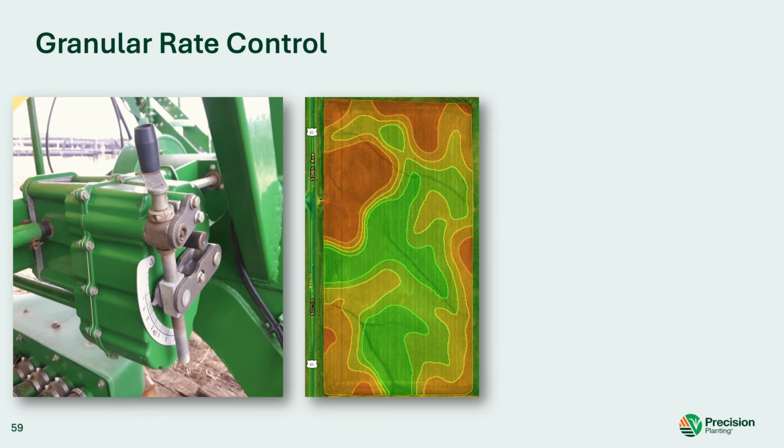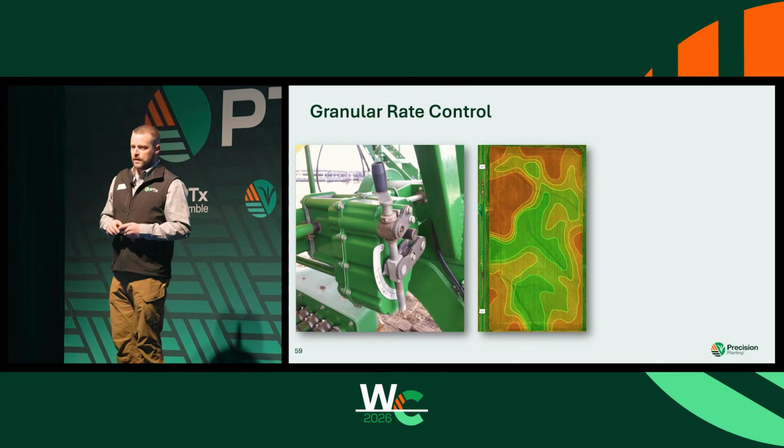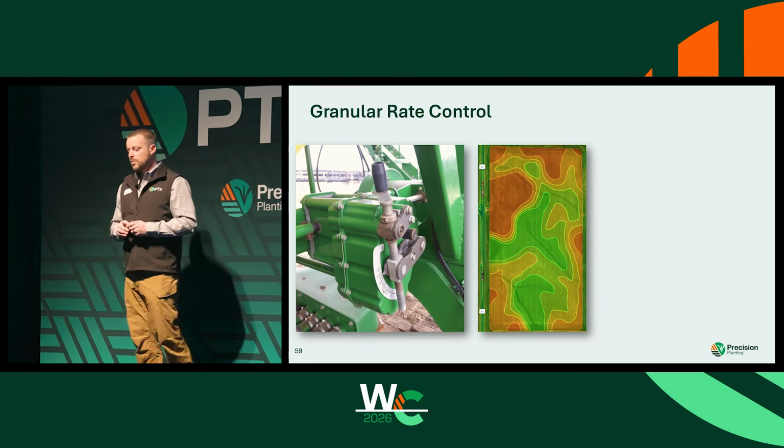If I'm trying to apply a variable rate prescription, and if I don't have the electric pieces here, or I've got that windshield wiper motor that turns that, how fast are my rate changes? Pretty slow. At the same time, I've got to make sure that everything stays lubed well.